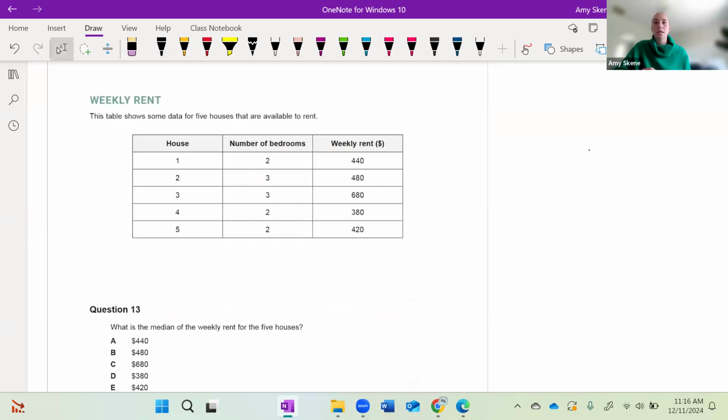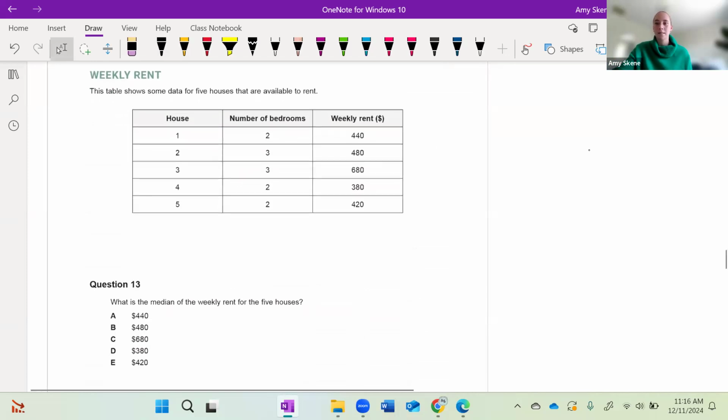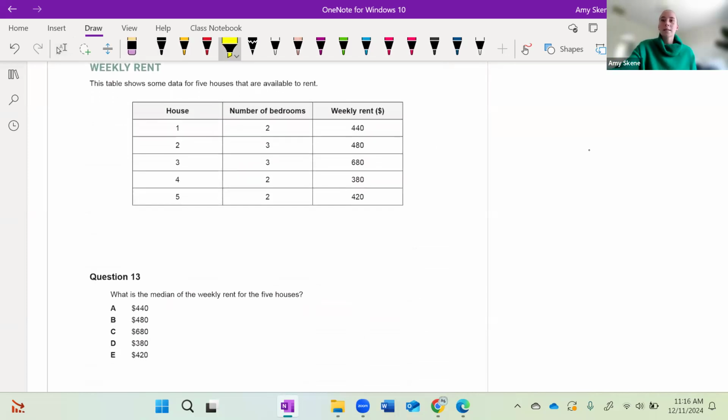Okay, question 13. We're talking about weekly rent. Again, it's a table. It is in terms of reading and understanding. What is the median of the weekly rent for the 5 houses? Median, and we're talking about weekly rent. Straight away, I know that weekly rent is here. I'm going to scan the table. That's the column I'm looking for.